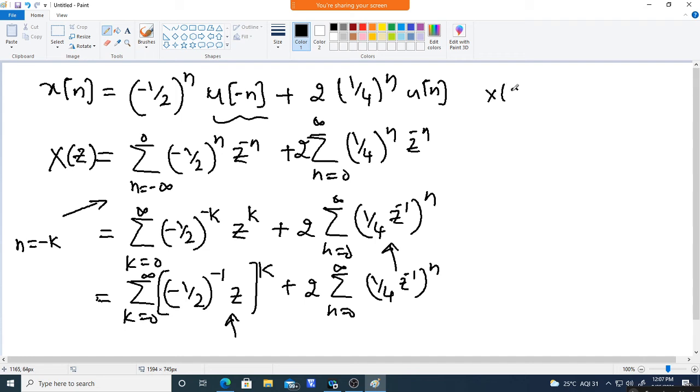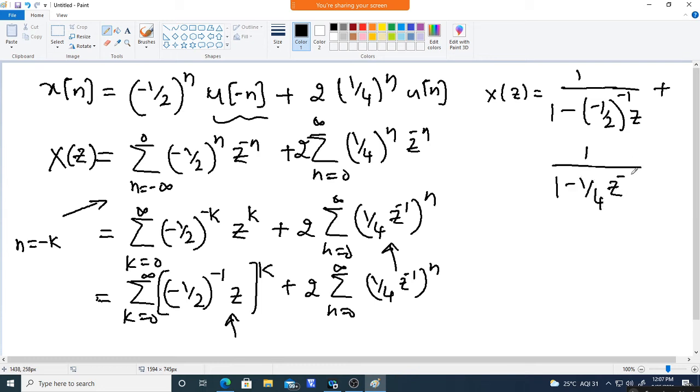Now your X of z will be equal to 1 over 1 minus (-1/2)^(-1) into z. This is the first term, plus 1 over 1 minus (1/4) z inverse. Now you can see here the first term, minus half power minus 1 into z, and here plus 2 is there, 2 into this.